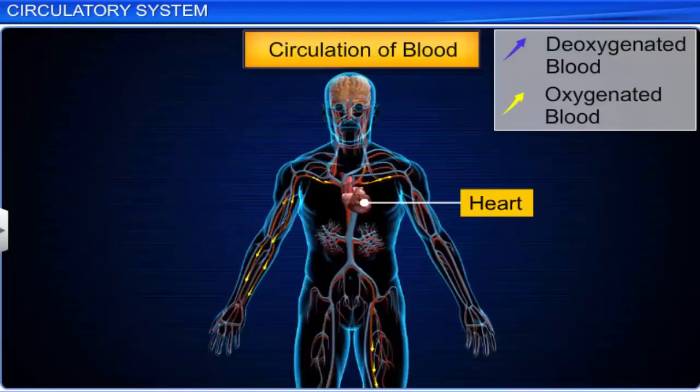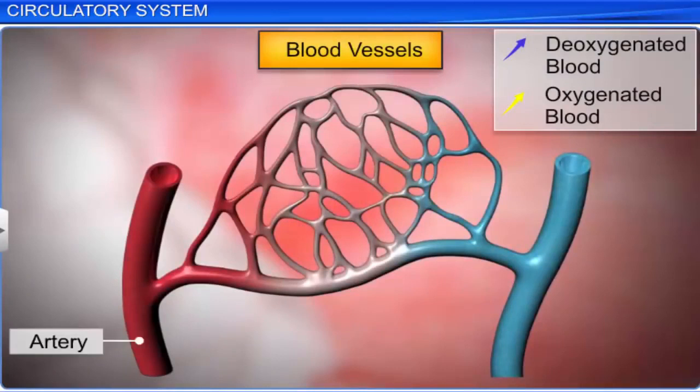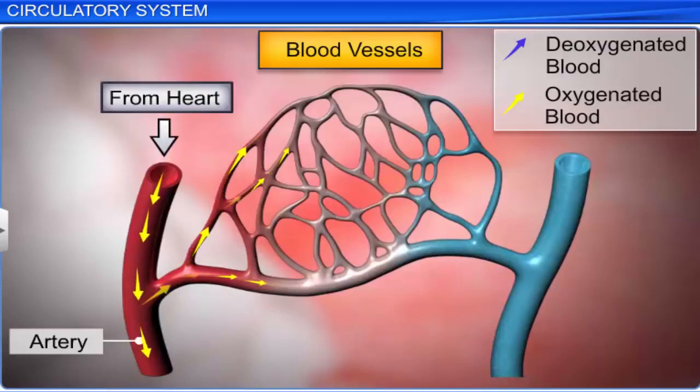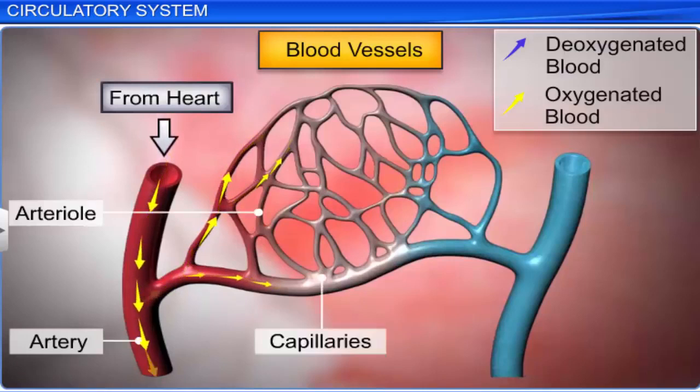During blood circulation, the heart pumps blood to all the tissues through a set of blood vessels called arteries, while the blood from the tissues reaches the heart through another set of blood vessels called veins. Arteries are large blood vessels that carry oxygenated blood from the heart and branch out to form small arterioles that end in capillaries to reach the tissues.